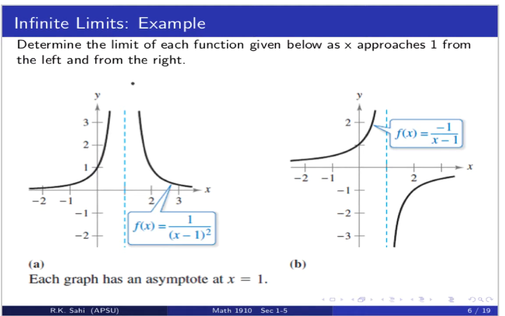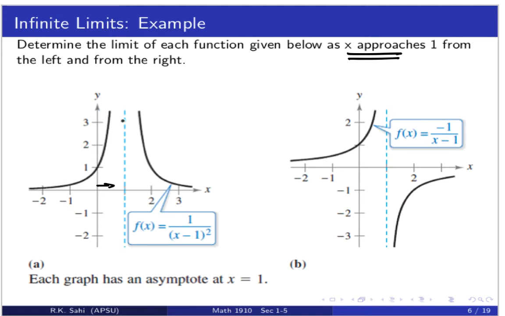Now, there are two functions here. We would like to find the limit of each function as x approaches 1 from the left and the right. In the first graph A, notice what happens. As x approaches 1 from the left-hand side, the function is going up and up, and it's basically exploding.